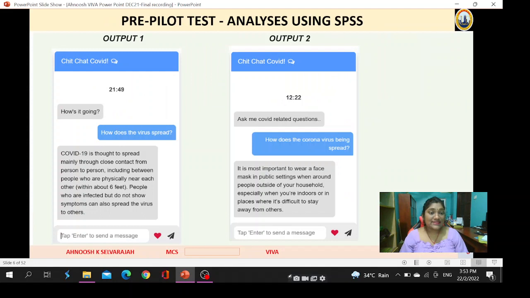This is an example of a question being asked. When the user asks, how does the virus spread, the chatbot gives a proper lengthy answer. But when the same question is asked in a different way, the chatbot doesn't know how to reply, so it gives an answer related to a mask. That is the problem which has been identified in this particular chatbot.